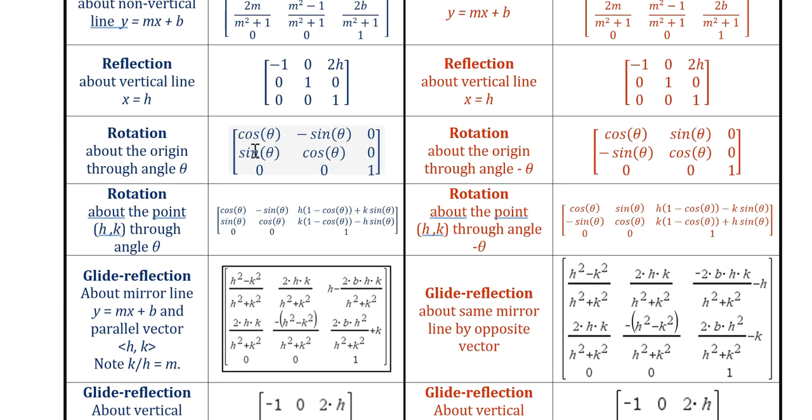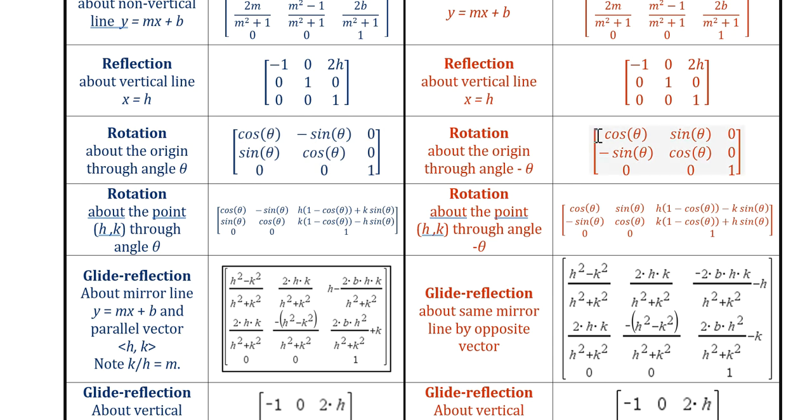Rotating through the origin by an angle of theta gives you this matrix. Its inverse is a rotation through the origin by the angle minus theta. So just take all the thetas here and put in minus theta, and you get this matrix. You may look at that and say, well, that doesn't look like that. Well, it's because we simplified it a little bit.